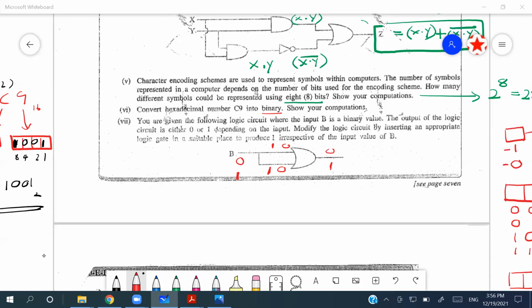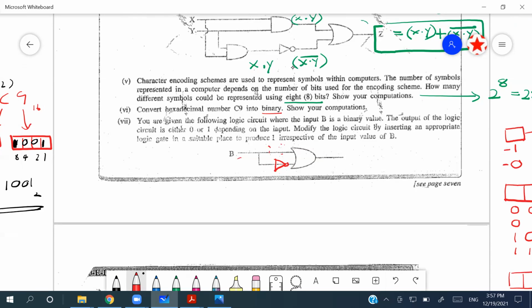So how are we going to do it? Yes, Saran, we are going to put a NOT gate in any place. Any place means the suitable places will be either this point or the other line over here. So in these two lines, you can have a NOT gate in any one of the lines.